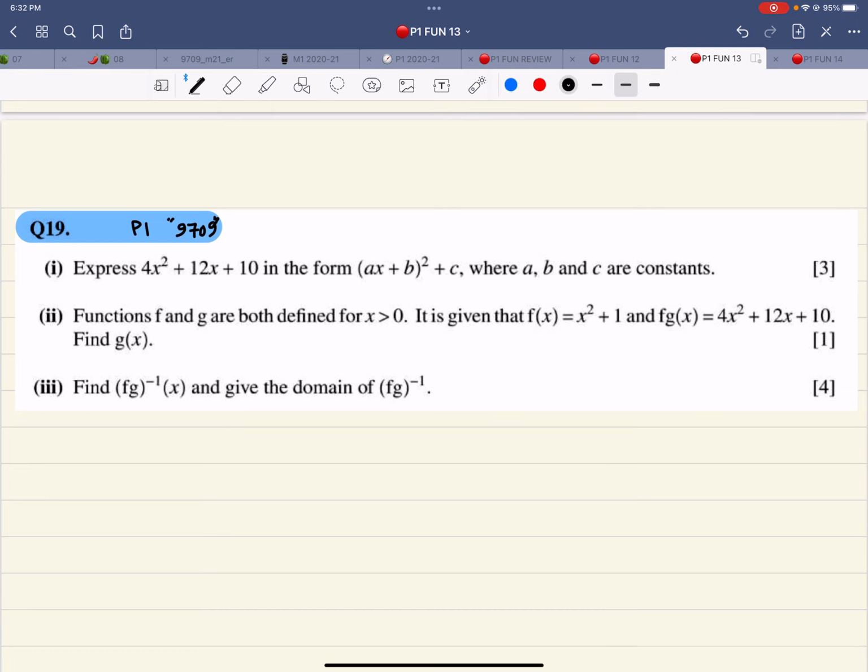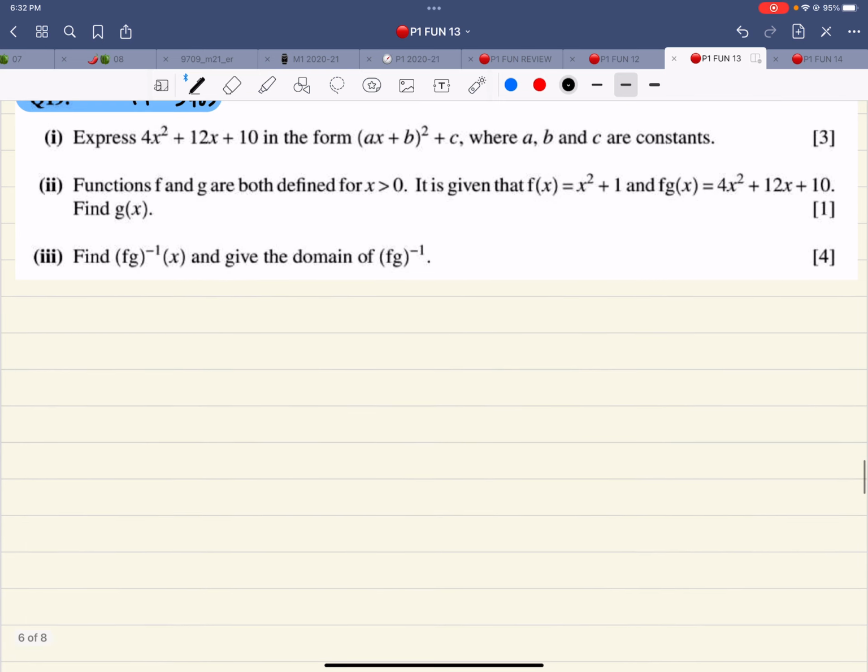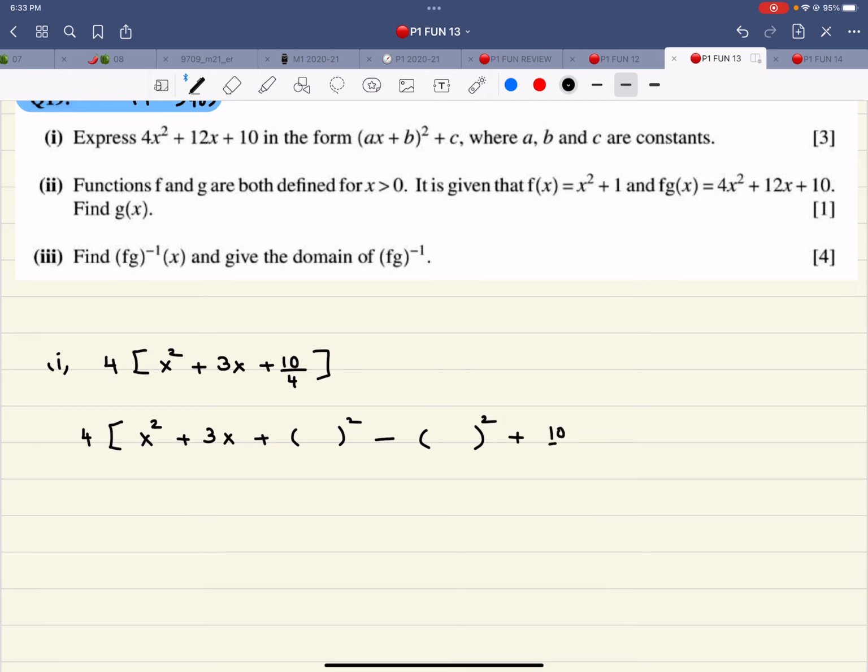What does it say? Express 4x² + 12x + 10 in this particular form. So the first part is almost the completing square method. Let me first do the completing square, and then I'll take care of the indices. This is x² + 3x + 10/4, with the 4 as it is. x² + 3x + (bracket)² − (bracket)², and 10/4 let it remain as 10/4. What goes inside the bracket?